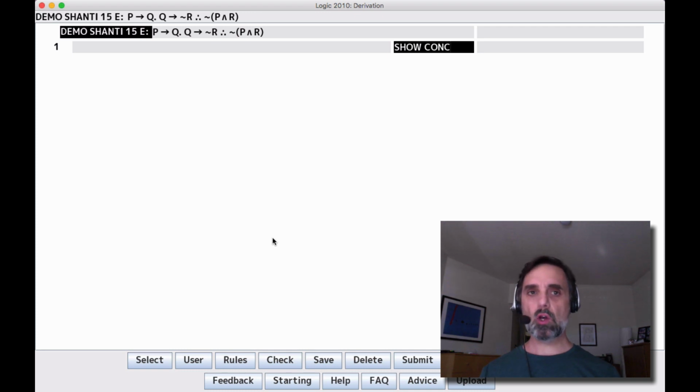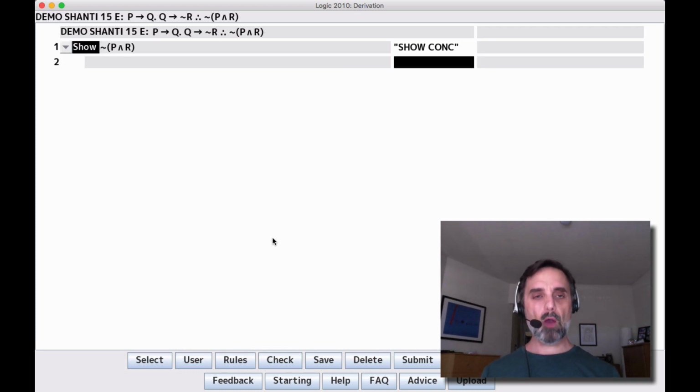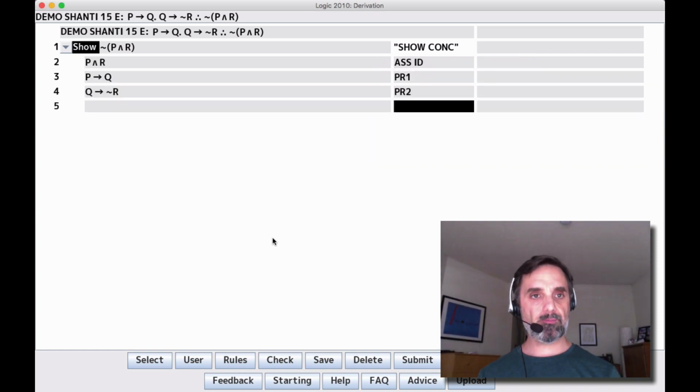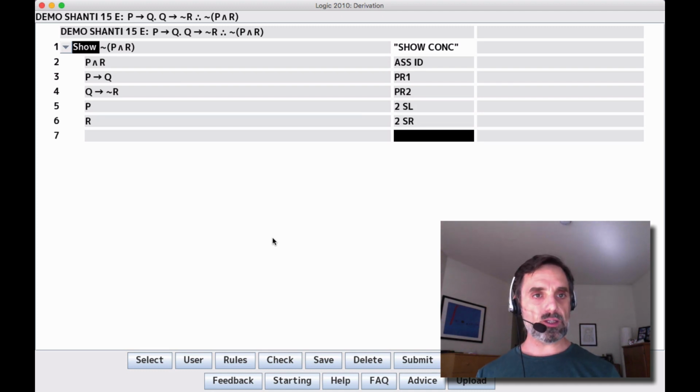So, show the conclusion. Okay, we want to make an assumption. We cannot make a conditional assumption, so we'll make an indirect assumption instead. Good. Now we'll bring in our two premises. We want to apply our elimination rules. Well, there's that conjunction, so let's split it up. Let's see if we can use lines 5 and 6 with 3 and 4.